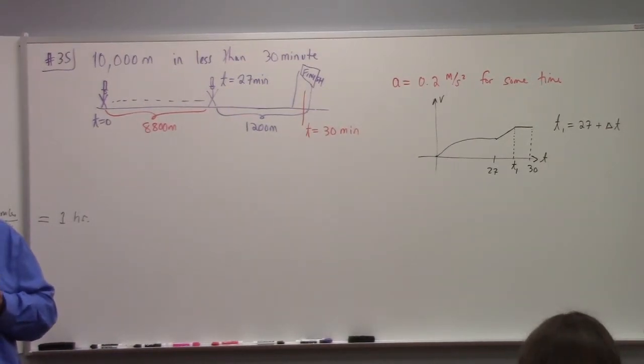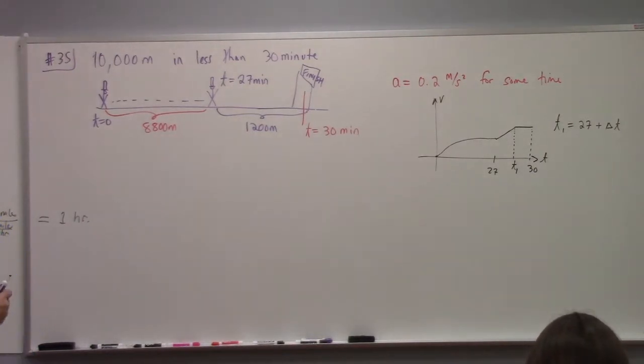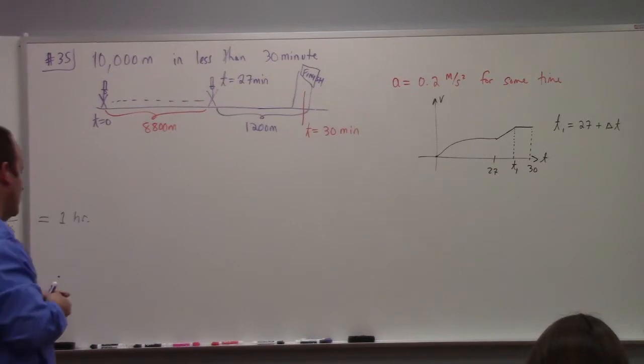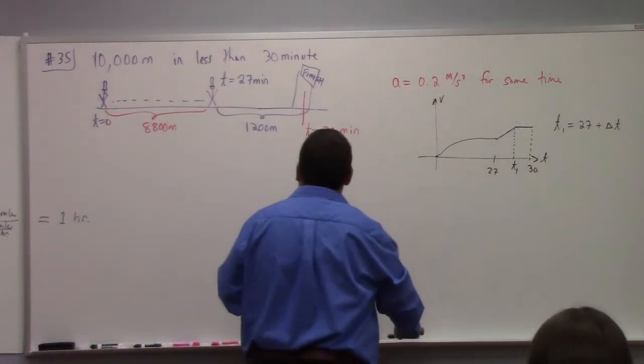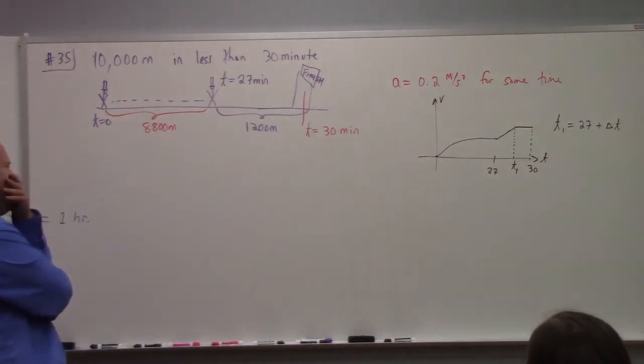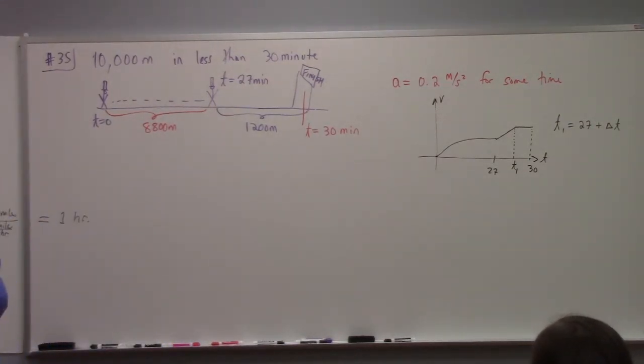Wouldn't you need to find the average velocity of the last 3 minutes and then subtract that from the one that you get in the first 27 minutes in order to find the amount of time that you need to accelerate? So, finding the velocity of the first 8,800 meters, and then for the last 1,200 meters, wouldn't you want to find the second velocity in order to make the time, or it could be?